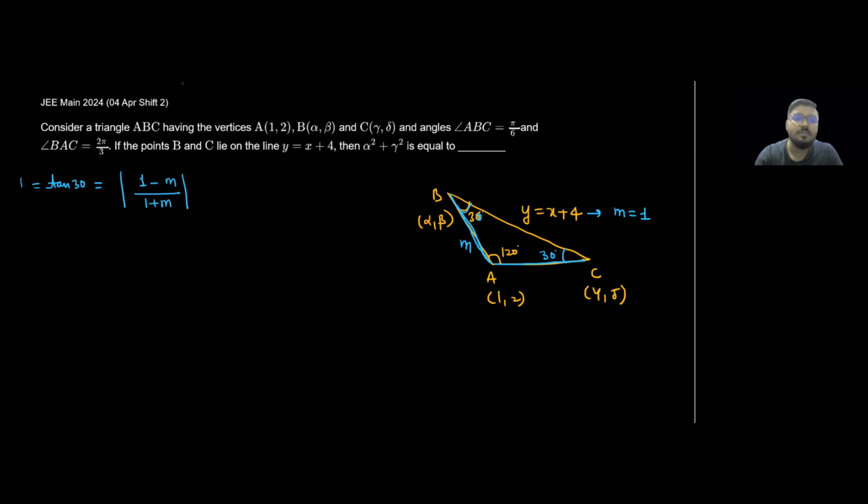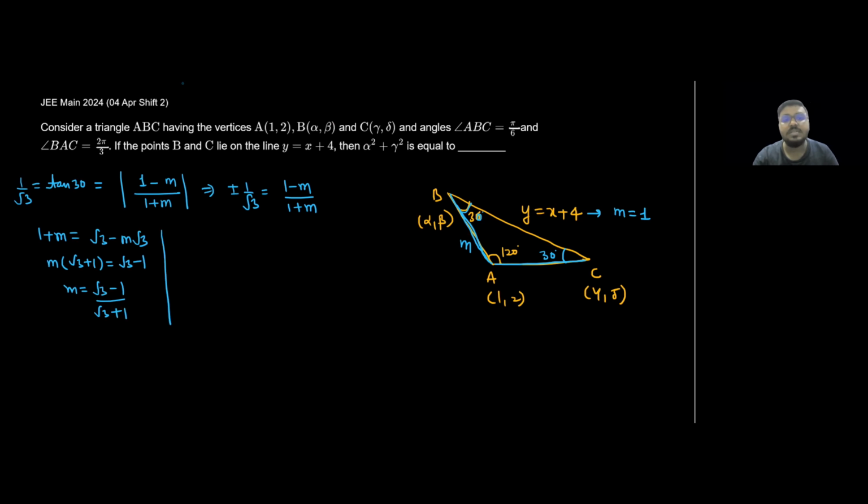And tan 30 is 1 by root 3. So open this modulus, you will be having plus minus 1 by root 3 equal to (1 minus m) divided by (1 plus m). Now simplifying with the positive sign, we are getting 1 plus m equal to root 3 minus m root 3. That will give us m times (root 3 plus 1) equal to root 3 minus 1. So m is (root 3 minus 1) divided by (root 3 plus 1). Now considering the minus sign, we will be getting 1 plus m equal to m root 3 minus root 3.